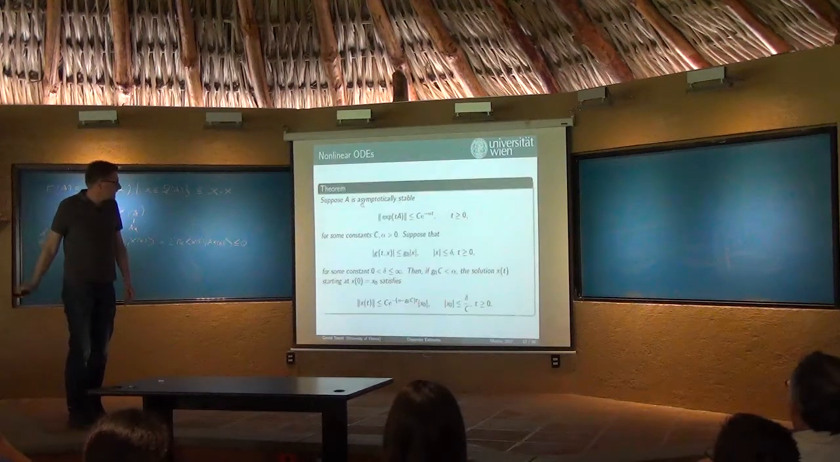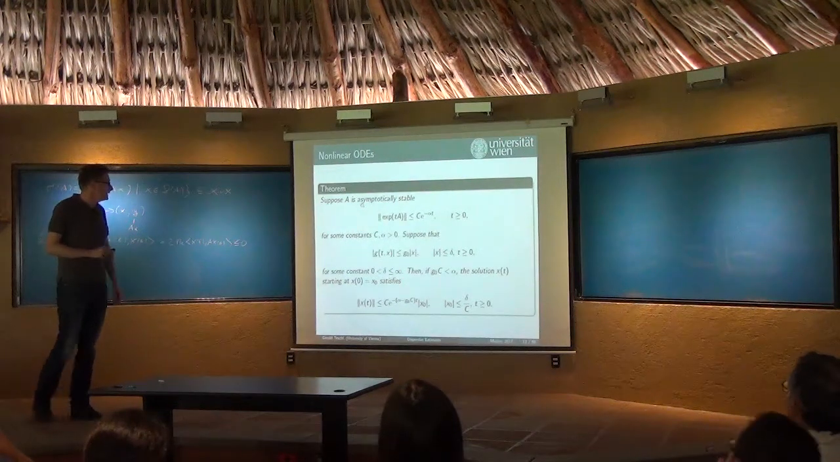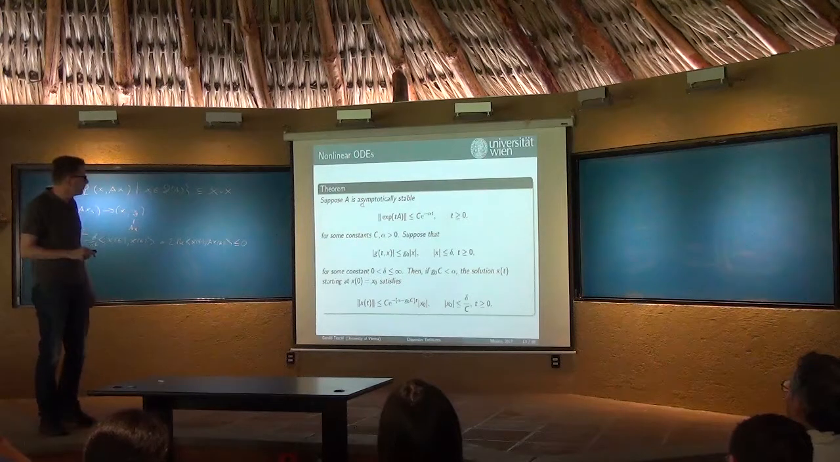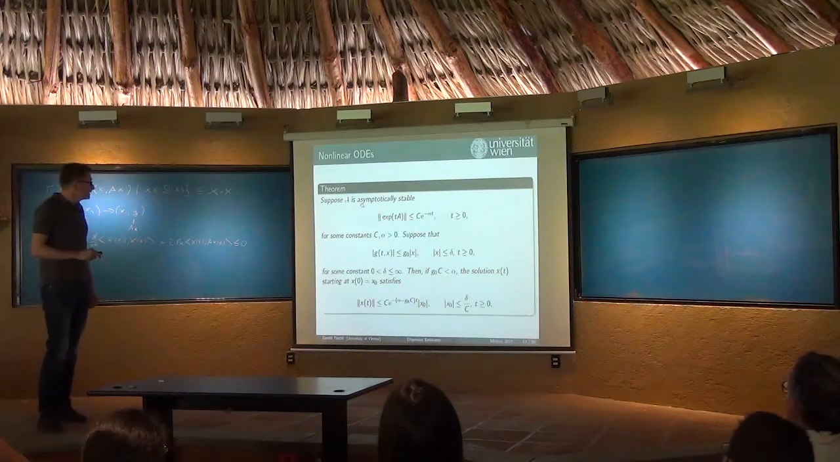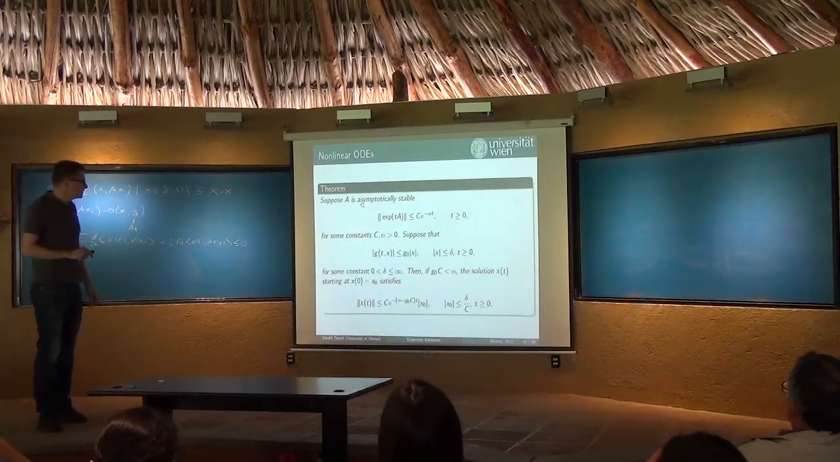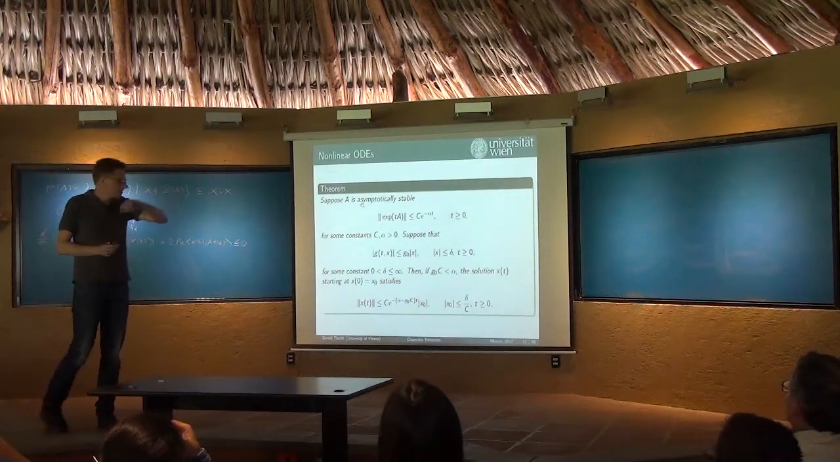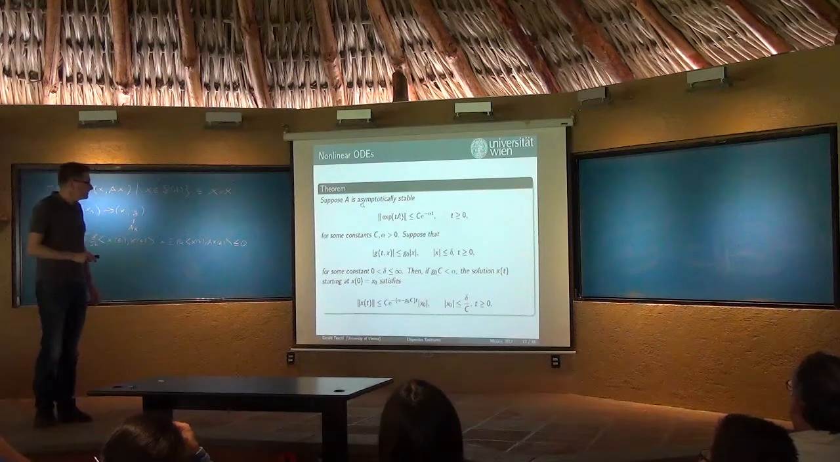Okay, so let's move on to the next thing. Let me recall this classical theorem for differential equations. So assume that A is asymptotically stable. And this means, if you look again at your Jordan structure, that you have an estimate like this.